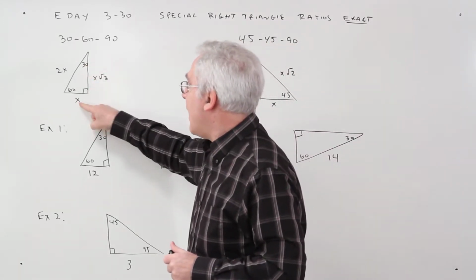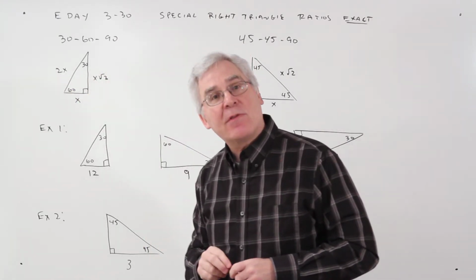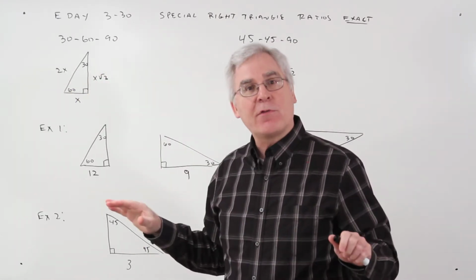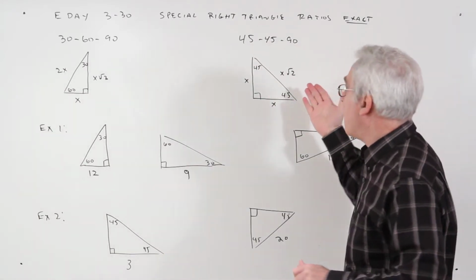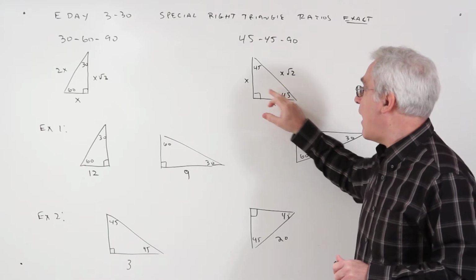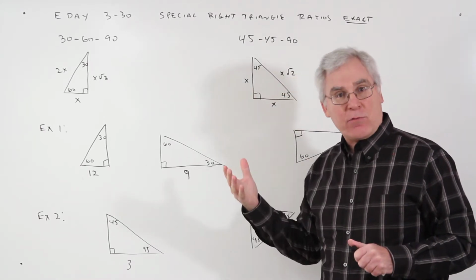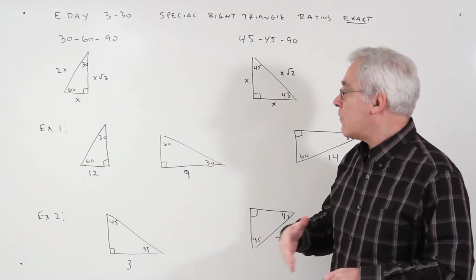Opposite of 30 is x, opposite of the 90 is 2x, and opposite of the 60 is x rad 3. Always, always, always. 45, 45, 90: opposite of the 45 is x, opposite of the other 45 is x, opposite of the 90 is x rad 2. Okay? So here we go.